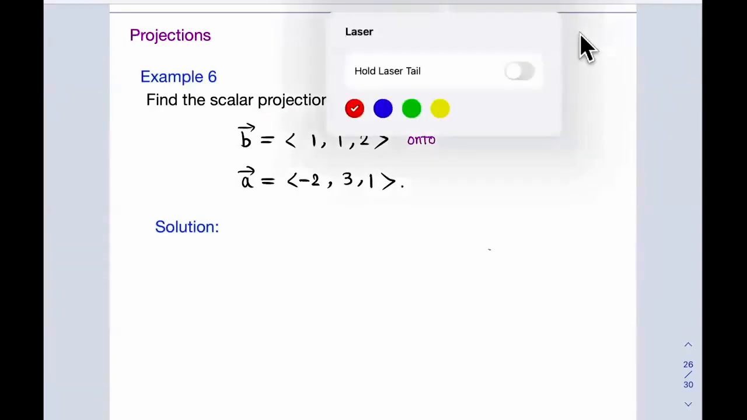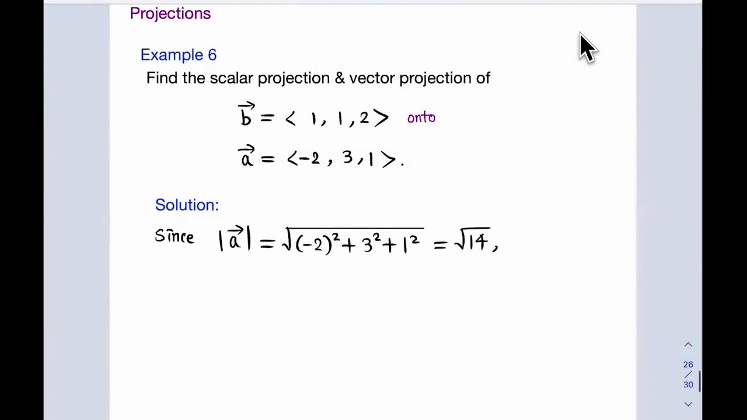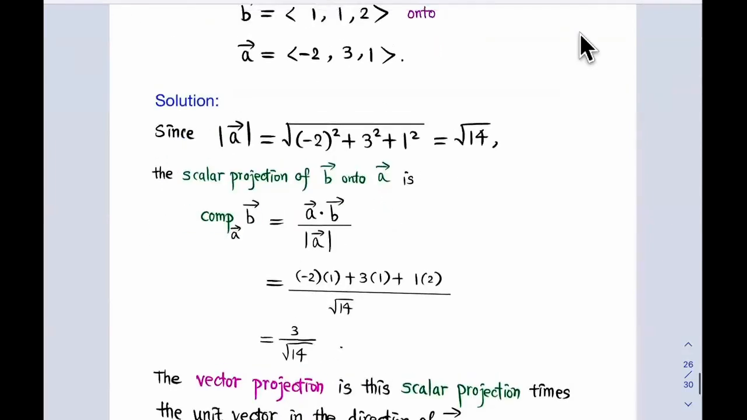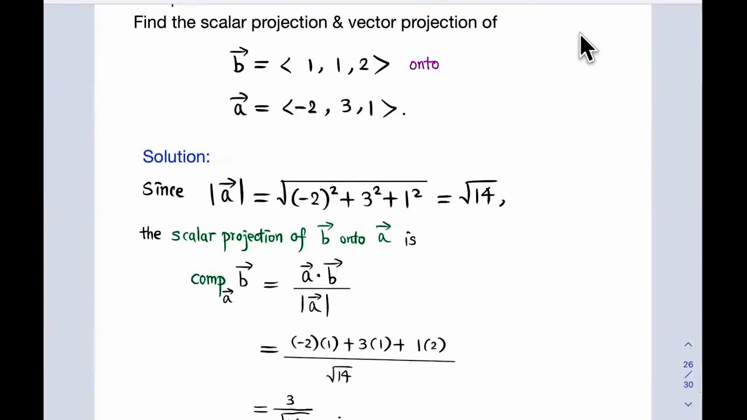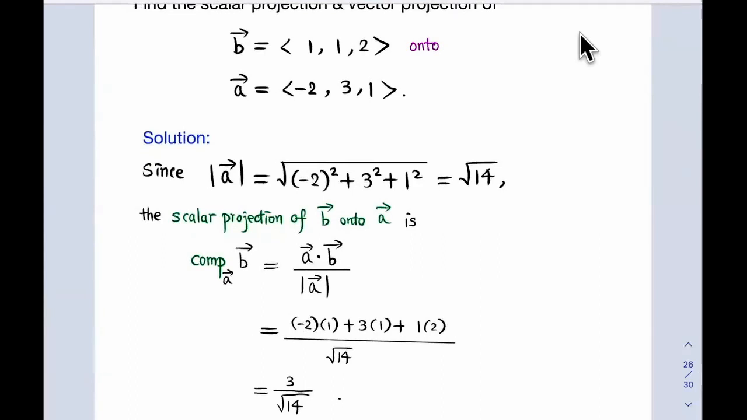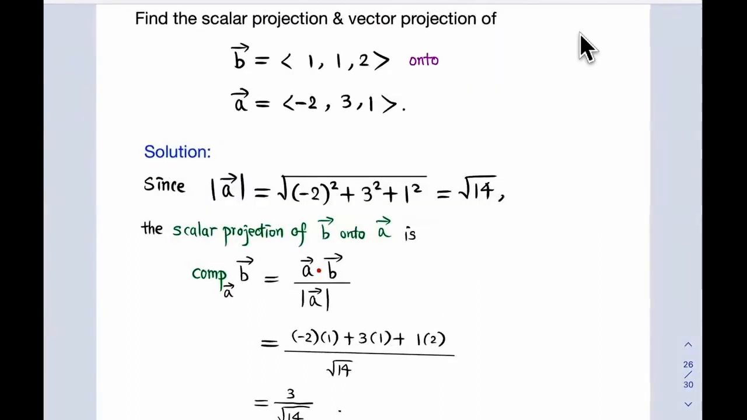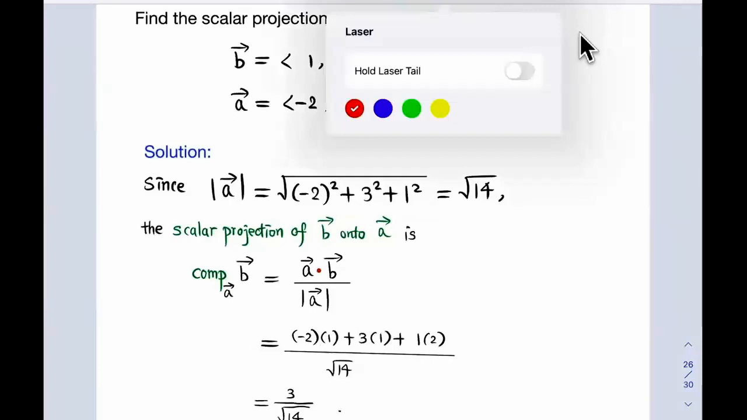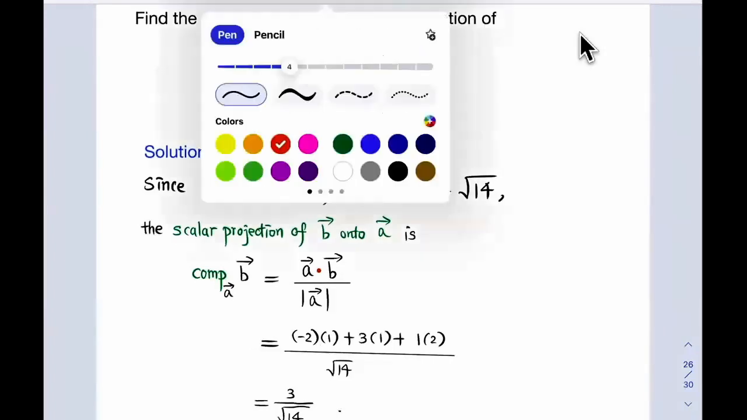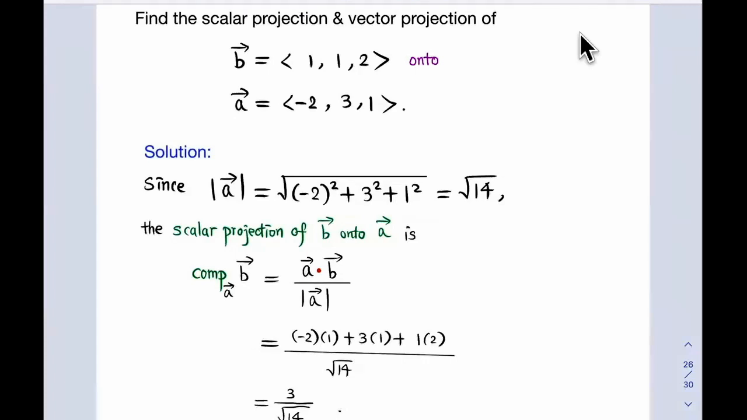Okay, let's do that. So we find the length of A first, right? And then we try to find the scalar projection of B onto A, which means we try to find the length of the shadow. Then what do we do here? Remember how we do that? We can take the dot product, right? Well, let's try the formula one more time just to remember this. So what was the dot product formula?